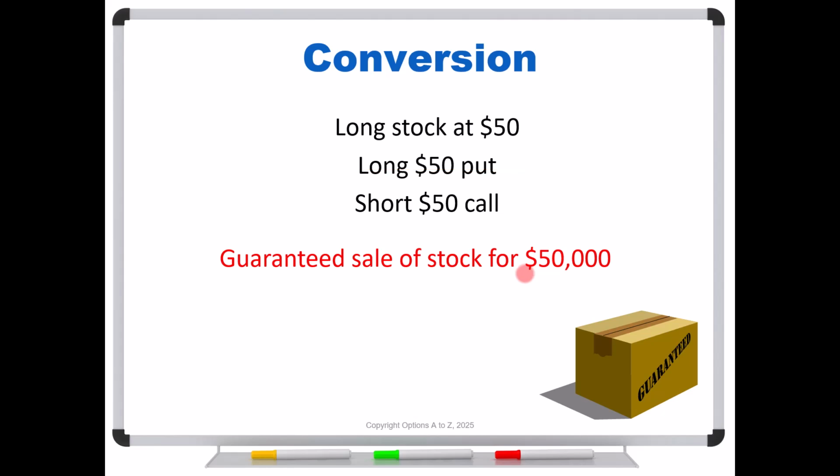What happens if the stock price falls? Anywhere below 50, the call option expires worthless, and the market maker is long the $50 put, so he can exercise and collect $50 again. So no matter what happens, whether the stock stays still, goes up, or falls, the market maker is guaranteed to get $50,000. And what does that sound like to you? Sounds like a T-bill, a 50,000 face T-bill.